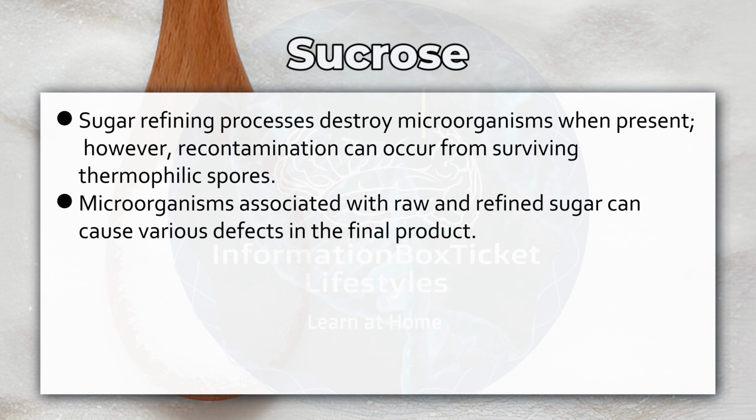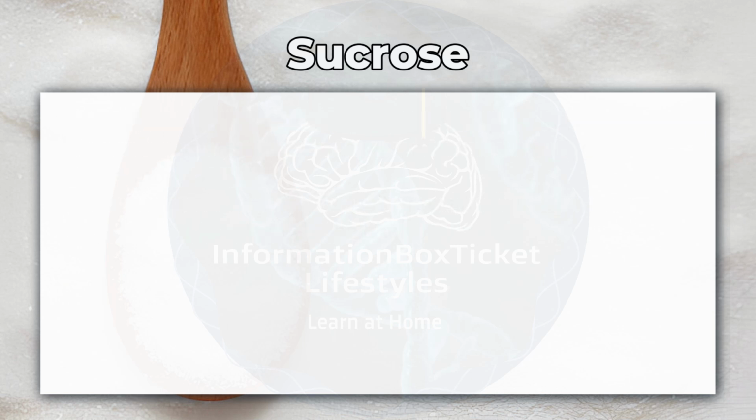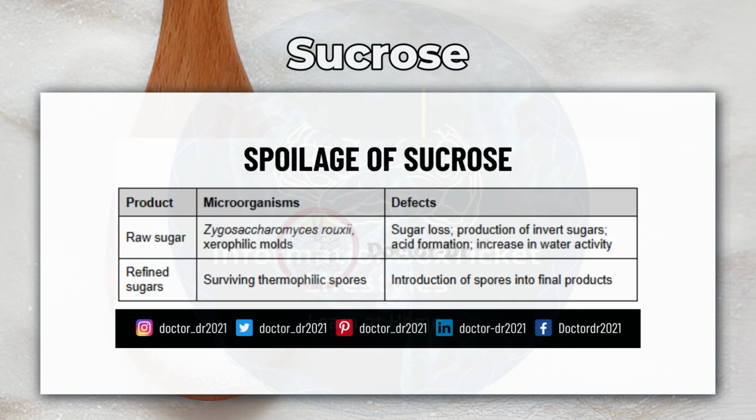Microorganisms associated with raw and refined sugar can cause various defects in the final product. In raw sugar, Zygosaccharomyces rouxii can cause sugar loss. Xerophilic molds can lead to the production of invert sugars, acid formation, and an increase in water activity. In refined sugars, surviving thermophilic spores may introduce spores into the final product.